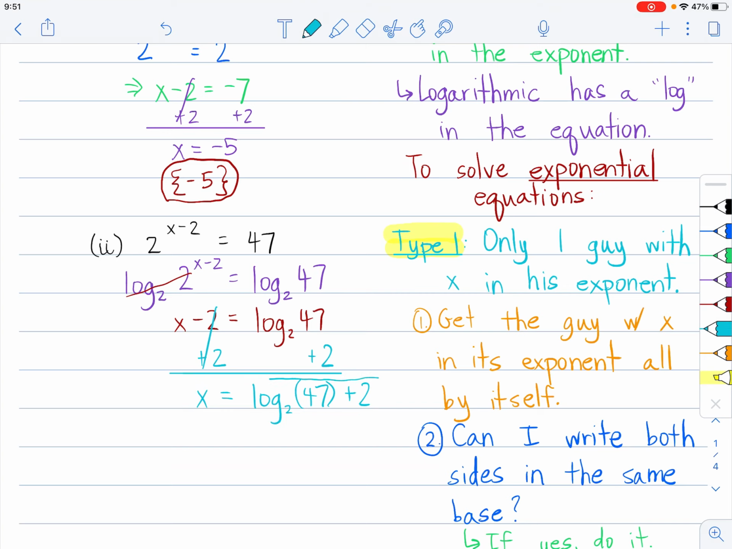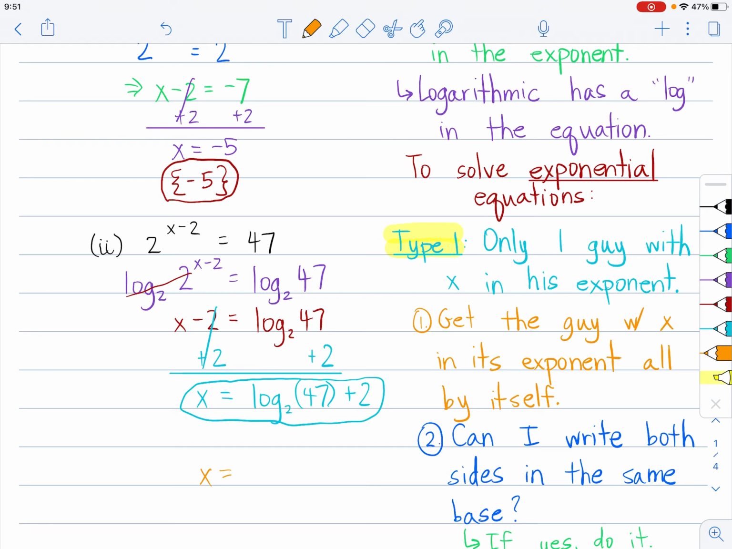Do you have to have the parentheses here? No, not really, but I just want to make sure everybody's on the same page. And again, this is our exact answer. We do not touch our calculator until the very end. But the problem here is that log base 2 is not a button on our calculator. And so how are we supposed to get a decimal approximation? It's what the handy dandy change of base formula is for.